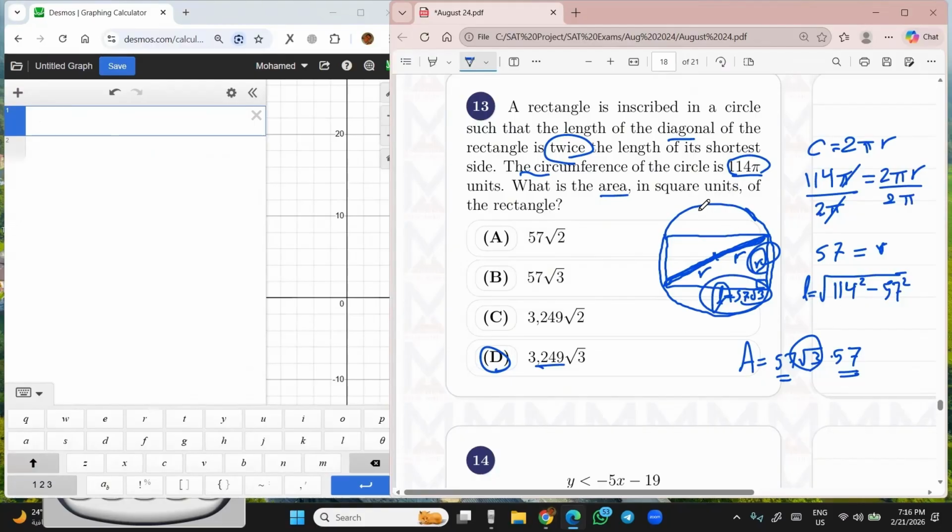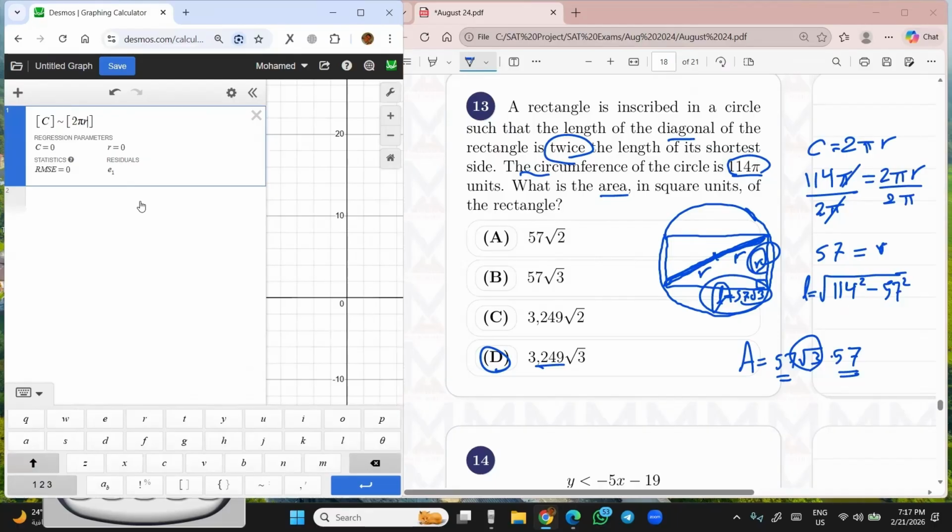We can also consider writing all this information on Desmos by making a list of values. And don't forget to write the sign between them. And in the left side, we write the circumference, which is equal to 2 pi r. And the circumference, C, is also equal to 114 pi, as given in the question. So now we get the value of r, which is 57. And we need to get the length of the rectangle. Let's make it L.